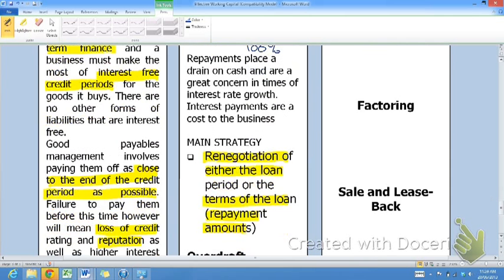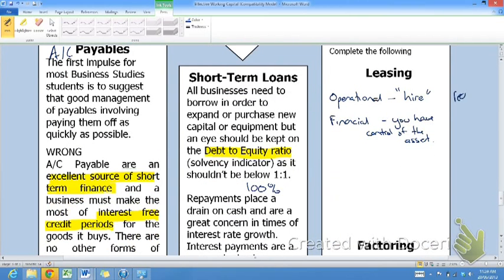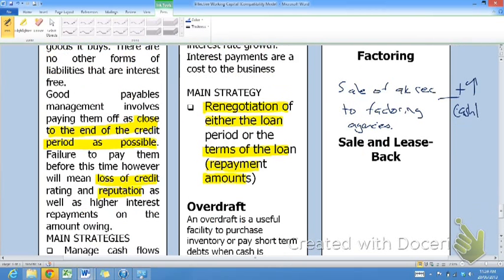Factoring, as you remember, is the sale of accounts receivables to factoring agencies. Okay, and again, this is an immediate improvement in cash. So whilst leasing reduces cash flow out, so I guess it keeps cash high, factoring actually gives you a cash injection by selling your accounts receivables.